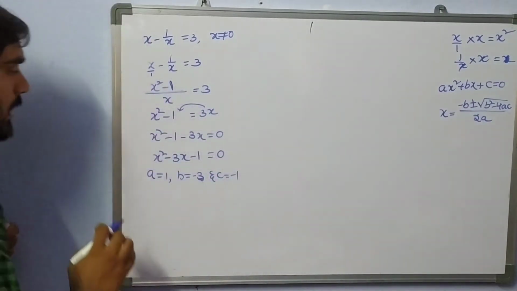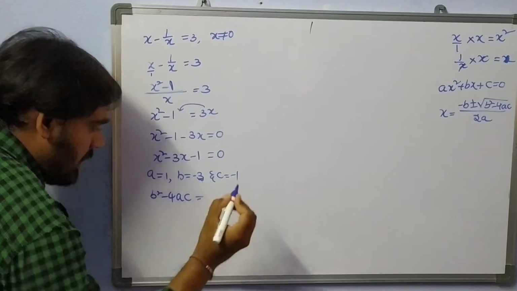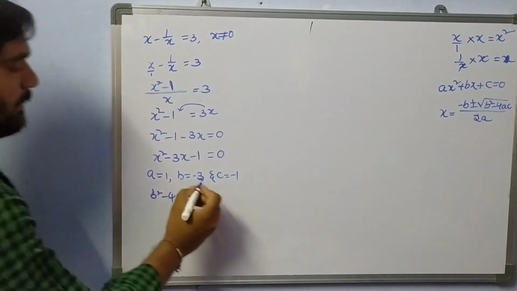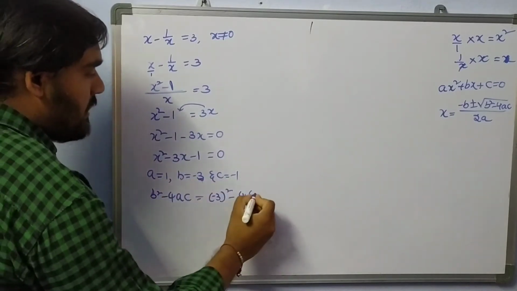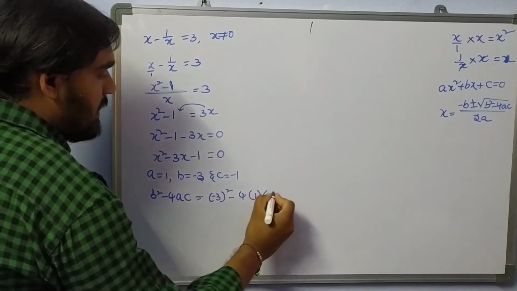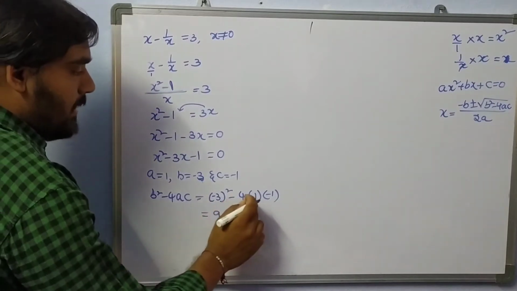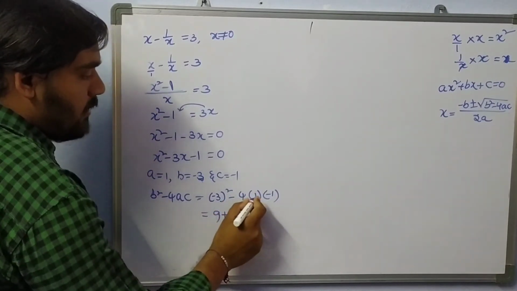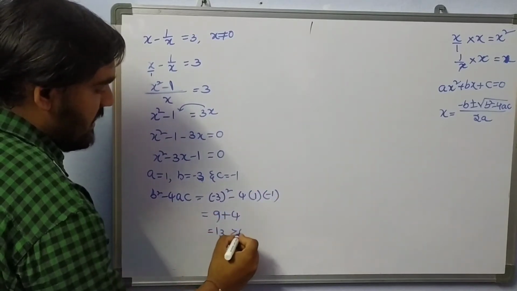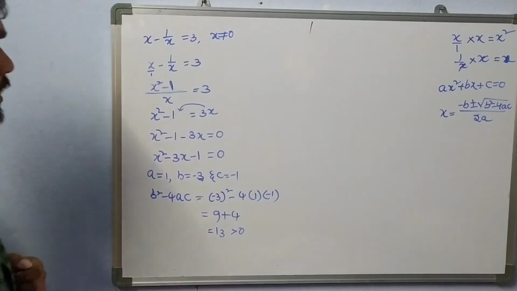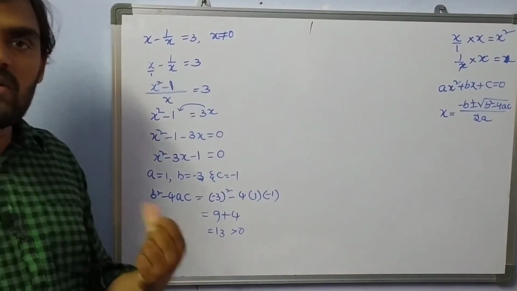So first of all, in order to simplify the problem, we need to find the discriminant value, that is b square minus 4ac. Here b is minus 3 whole square, minus 4 into a value 1, c value minus 1. So minus 3 whole square is 9, minus into minus is plus 4 into 1, 4 only. So here we got 13. 13 is greater than 0. Now we got the value of the discriminant, b square minus 4ac is equal to 13, and it is greater than 0.